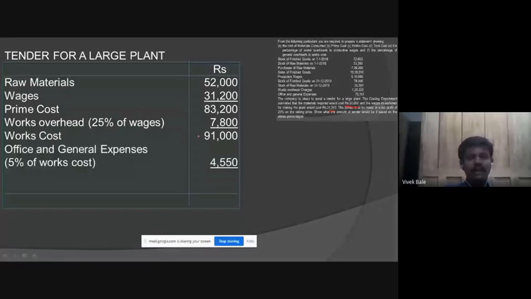Cost, we have to add the office and general expenses. Its percentage we have already calculated in the previous slide, that is 5% of works cost. As you can see, 91,000 is the works cost. So 91,000 multiplied by 5%, you will get the amount of rupees 4,550. So here the cost of production is 95,550. Is it clear?